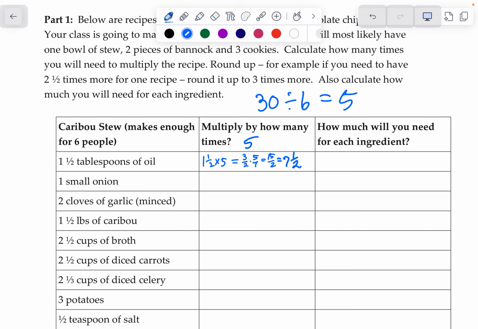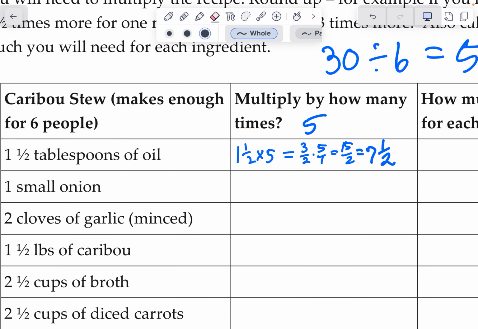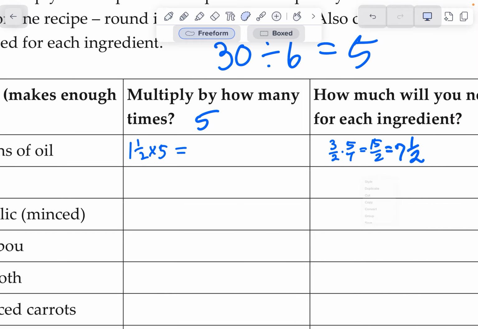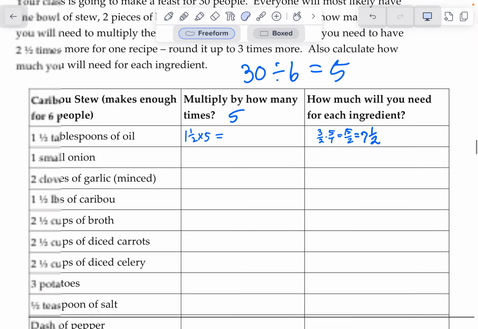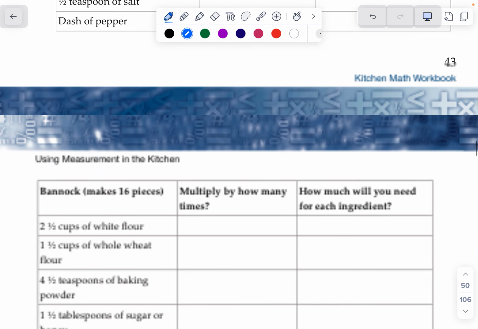Oh, so I think just here, let's do it like this. In your first column, let's see if I can split this up. In your first column, just tell me 1.5 times 5, and then this is the actual math. So that's all we need to do. Like here, that would be 1 times 5, and so that's 5. And this is 2 times 5, so 10. That's all you're going to be doing for that section there, okay? So that is the one with the stew.